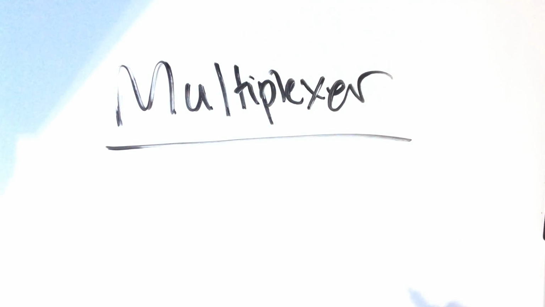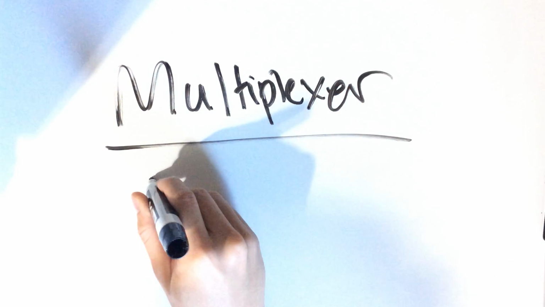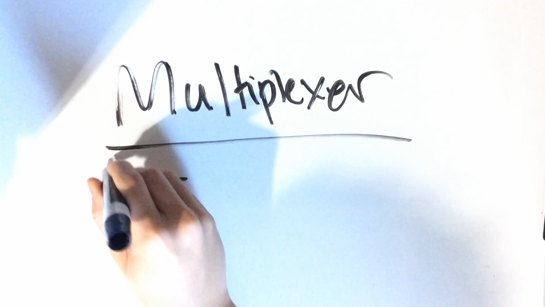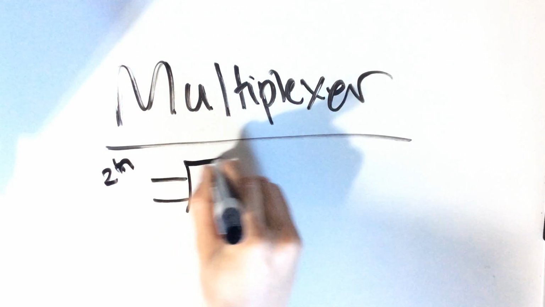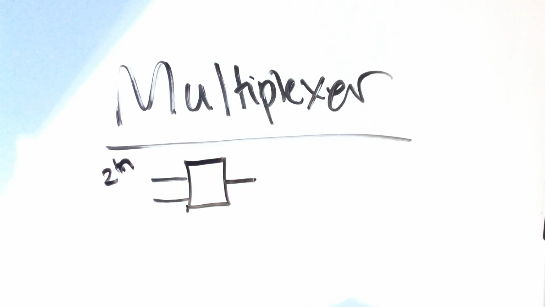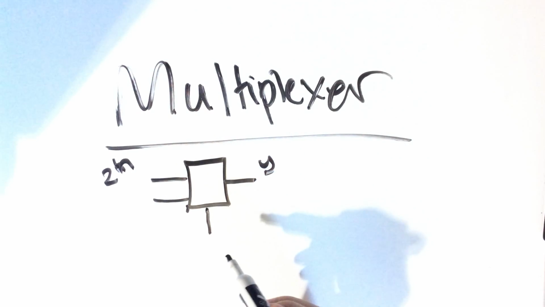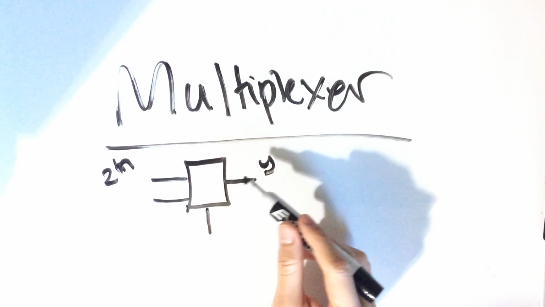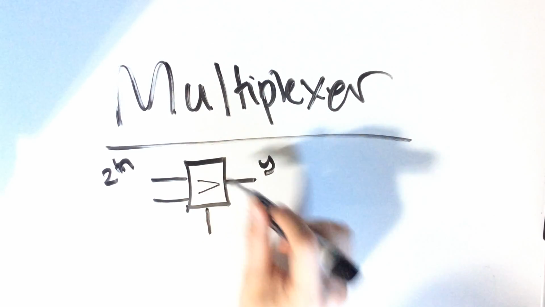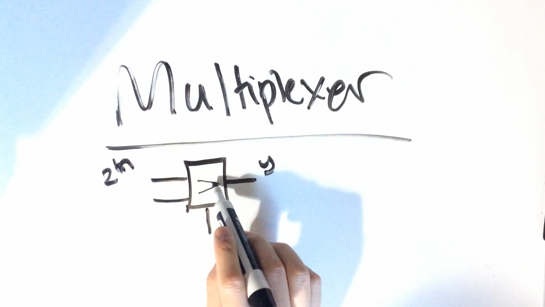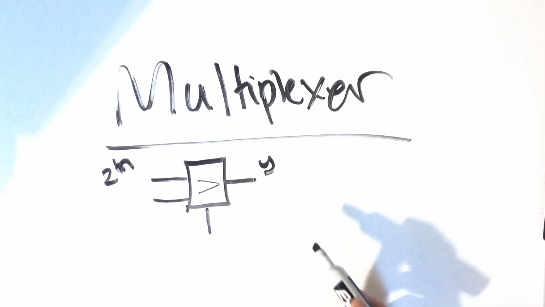Now, a multiplexer is basically a device in your computers or machines that takes 2 to the n inputs and spits out 1 output. Alright, and to do that, we're going to need something called a selector. A selector is basically a line or a wire that is going to essentially pick one of the inputs right here and set it to be our output. Alright, so let's take a look here.